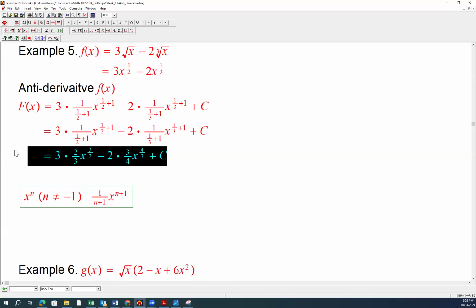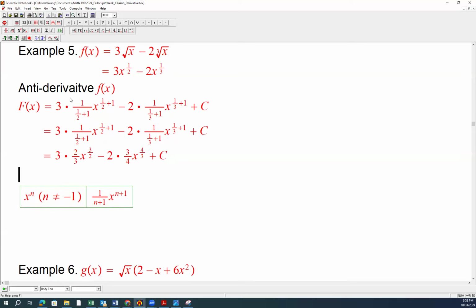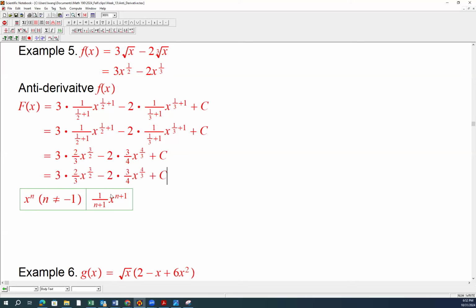And last step, simplifying, we're almost done, is 3 times 2/3. That's going to be 2. And over here, 2 times 3 over 4, take away the 2 in the 4. So we get 2, so 3 half. All right, it takes some patience. Then you get your antiderivative.